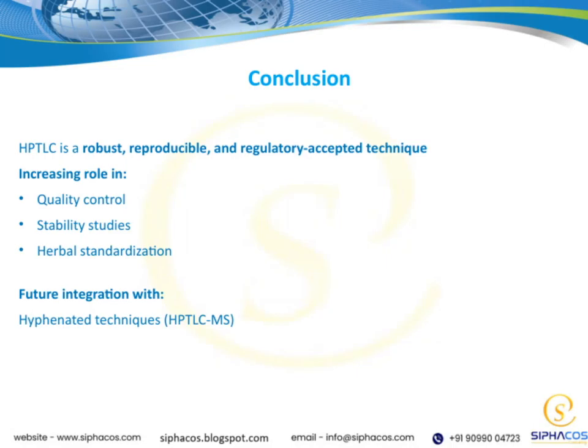HPTLC, or high-performance thin-layer chromatography, is truly a robust technique that we can rely on for consistent and reproducible results. It's also widely accepted by regulatory agencies, which is crucial for its application in various industries. As we've seen, its role is expanding in key areas like quality control, where it helps ensure product consistency, stability studies to monitor how formulations hold up over time, and herbal standardization, which is vital for verifying the authenticity and potency of herbal products.